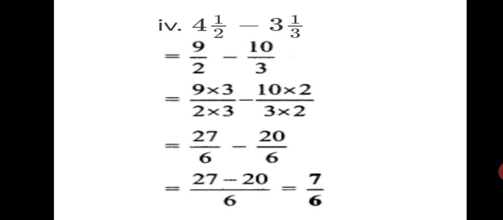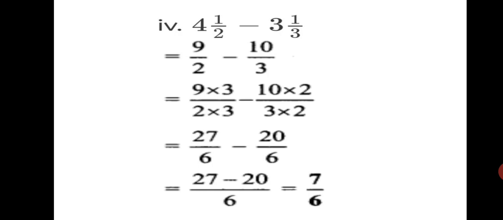Again a mixed number, so convert it into an improper fraction. 4 2s are 8 plus 1, 9, 9 upon 2 minus 3 3s are 9 plus 1, 10, 10 upon 3. Now 2 and 3 are our denominators. Very easy, just cross multiply. 9 upon 2 into 3 minus 10 upon 3 into 2 is equal to 27 upon 6 minus 20 upon 6, is equal to 27 minus 20 upon 6, which is equal to 7 upon 6. So the final answer you got is 7 upon 6.